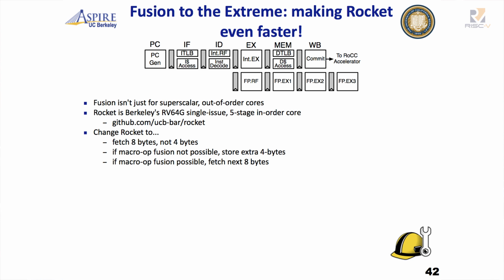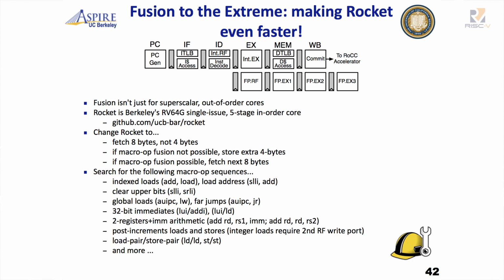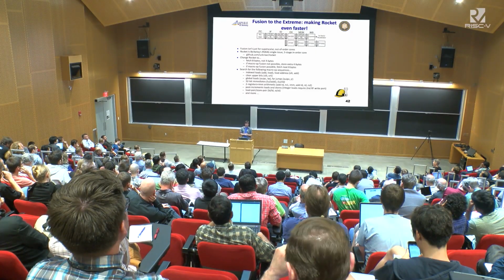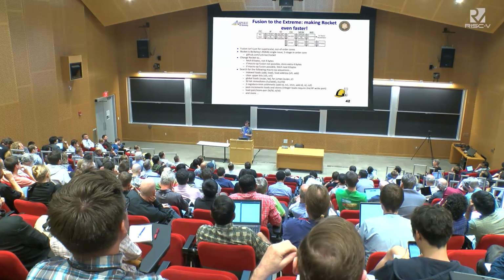And there's a whole slew of macro-op fusion pairs that you can look for here. I talked about index loads, clearing upper bits. There's a whole slew of AUIPC as well as LUI based idioms that you can fuse that are very trivial for any pipeline to do. Turns out that 3-operand adds are actually pretty fast. You could even be fusing back-to-back adds. And you can also do other things like your load pair, your store pair, your post-increment addressing, all of that great stuff.